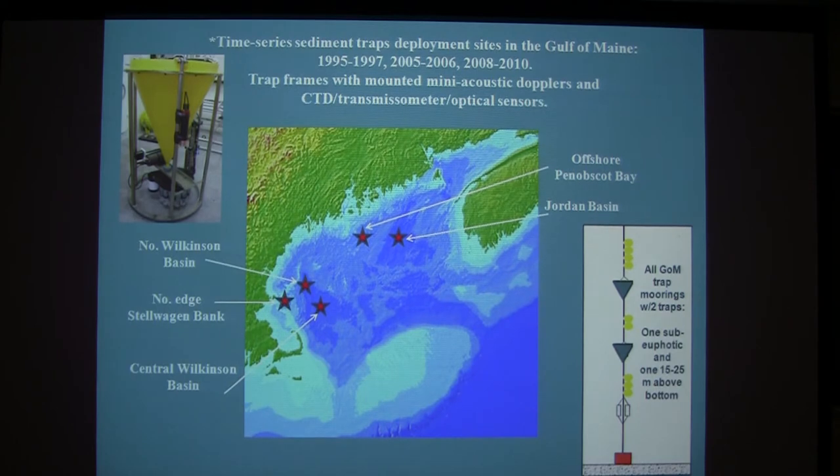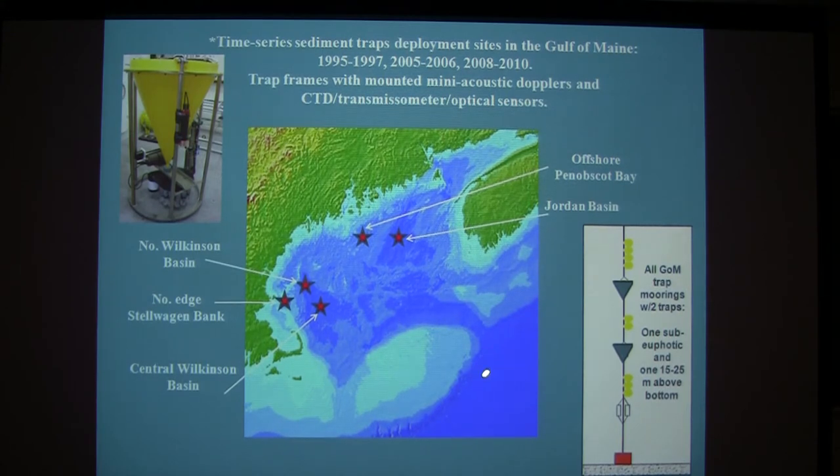So in order to look at what's happening in the surface ocean or surface waters, we have an idea of the seasonality. We want to look at what translates through the water column in this very shallow water column. We're talking about bottom depths only up to 300 meters. So those basins I pointed out, Jordan Basin, Wilkinson Basin, and Georges Basin, greatest depths are 300. So it's fairly shallow, and most of this area is about 100 meters.